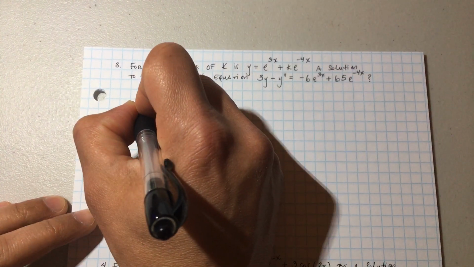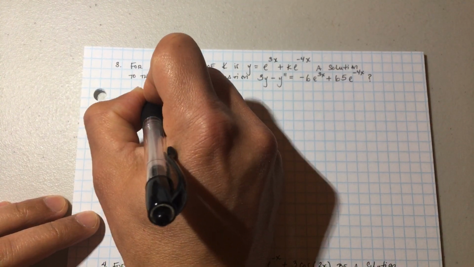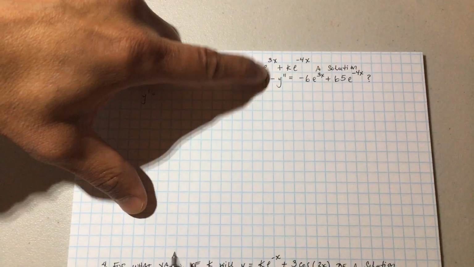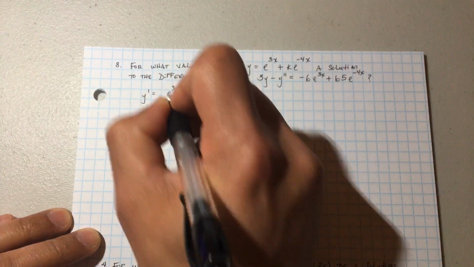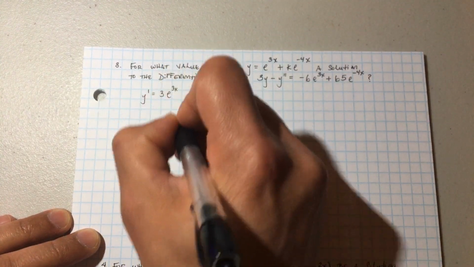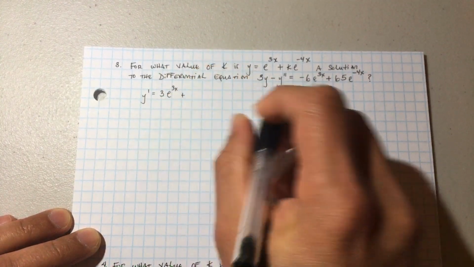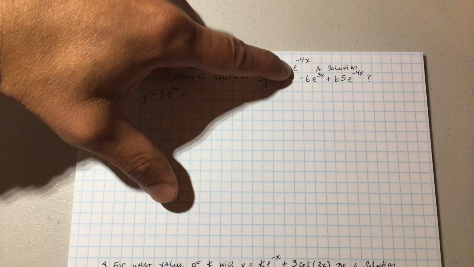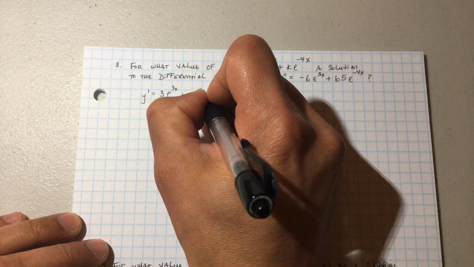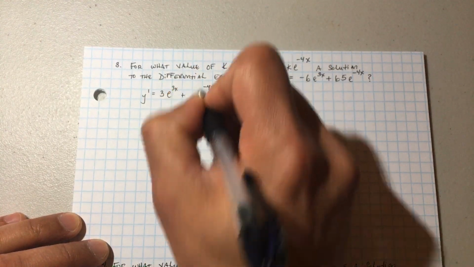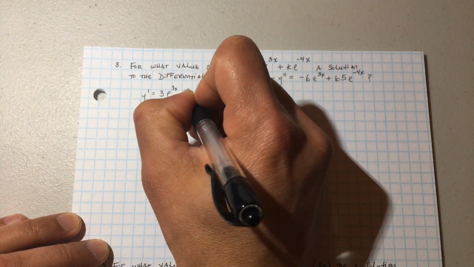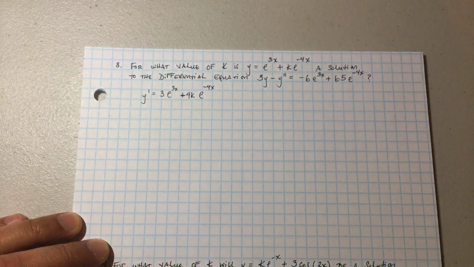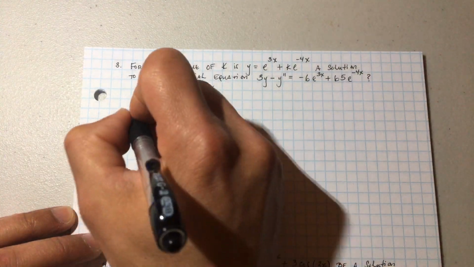So y is there. y prime: e to the 3x is going to give you e to the 3x, but because of that 3x on the top, it will give you 3, plus, cover up the k, e to the negative 4x is the same thing, e to the negative 4x times the negative 4 on the top, so it's going to actually be a negative 4k. Okay, that's the first derivative.